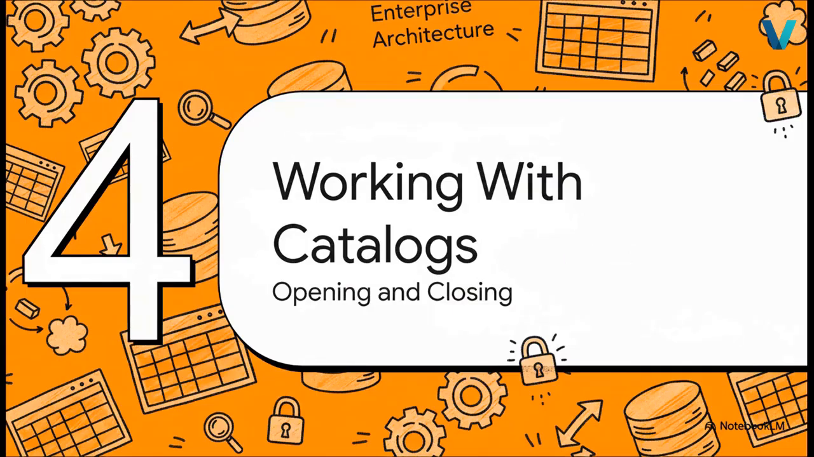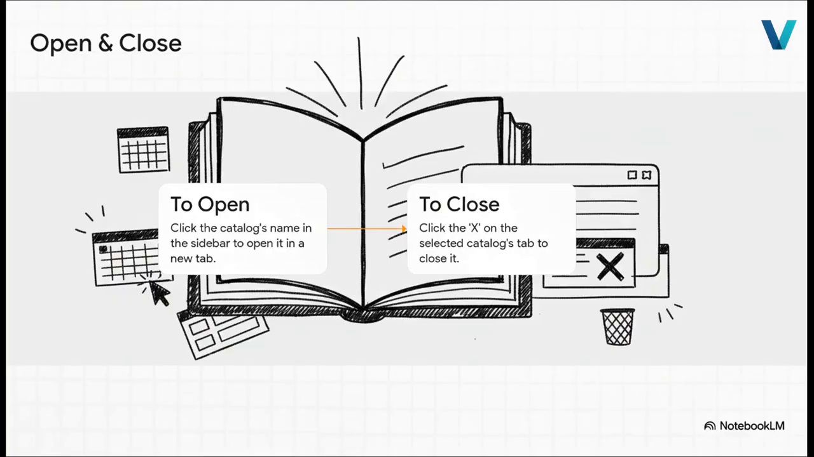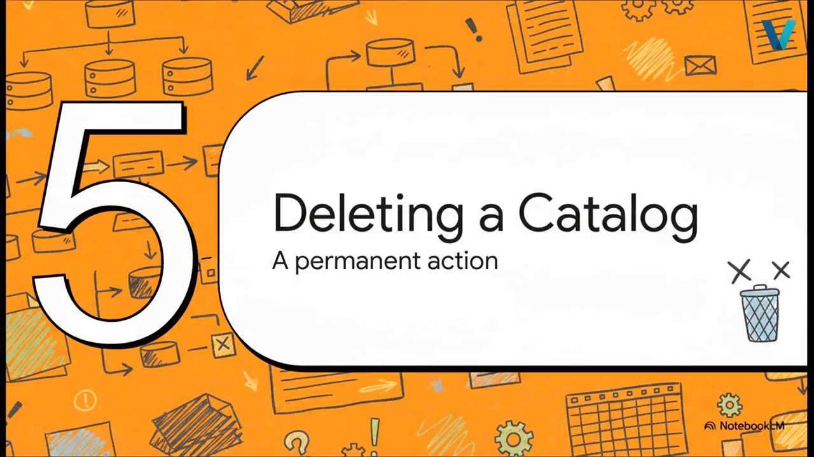So, you've made your first catalog. Awesome. Now let's talk about how you'll actually work with them in your day-to-day workflow. We'll start with the absolute basics, opening and closing them. Working with these is designed to be super quick and seamless. To open one up and see what's inside, you just click its name in the sidebar. That's it. When you're done, just click the little X on its tab to close it down and keep your workspace nice and tidy.